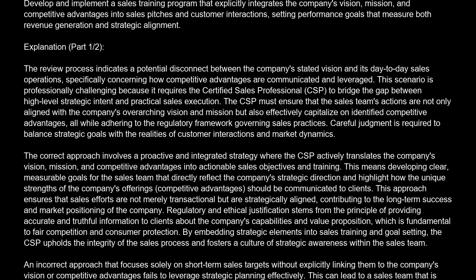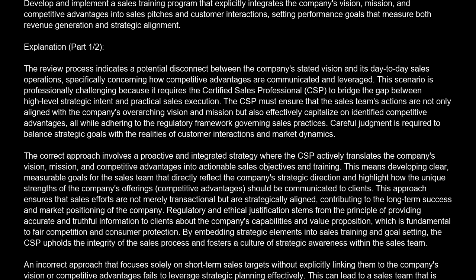Explanation: the review process indicates a potential disconnect between the company's stated vision and its day-to-day sales operations, specifically concerning how competitive advantages are communicated and leveraged. This scenario is professionally challenging because it requires the certified sales professional, CSP, to bridge the gap between high-level strategic intent and practical sales execution.